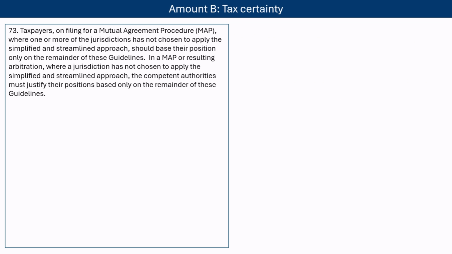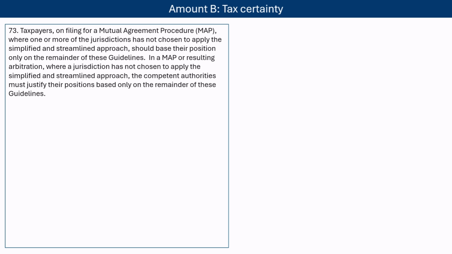And it starts by saying taxpayers on filing for a mutual agreement procedure, a MAP, where one or more of the jurisdictions has not chosen to apply the simplified and streamlined approach, should base their position only on the remainder of these guidelines. In other words, you cannot use Annex 3 to Chapter 4. You need to use Chapters 1 through 10 and all their other annexes in defending your position.